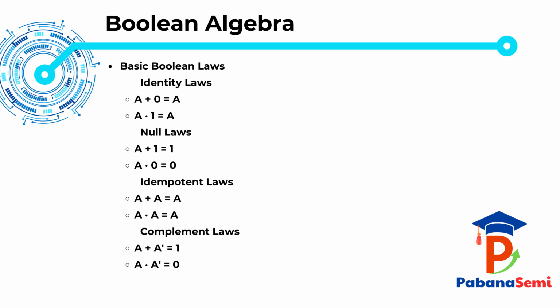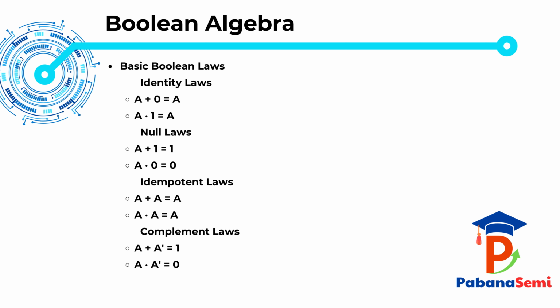Second, null laws. The null laws demonstrate how a variable behaves when combined with dominant values. For OR operation, A plus 1 equals 1. If any input is 1, the OR output becomes 1. For AND operation, A dot 0 equals 0. If any input is 0, the AND output becomes 0. Here, 1 is dominant for OR, and 0 is dominant for AND.